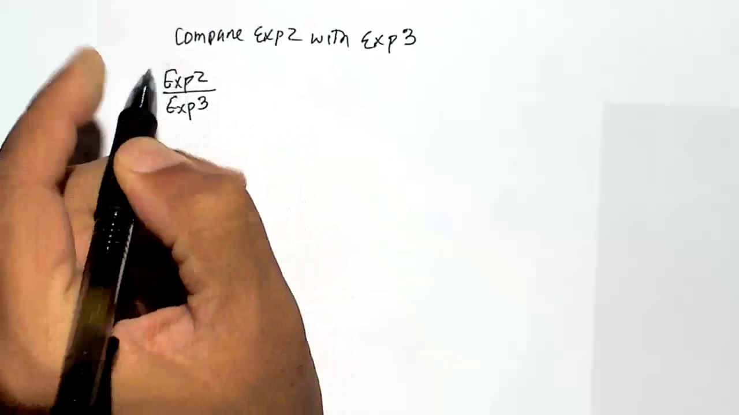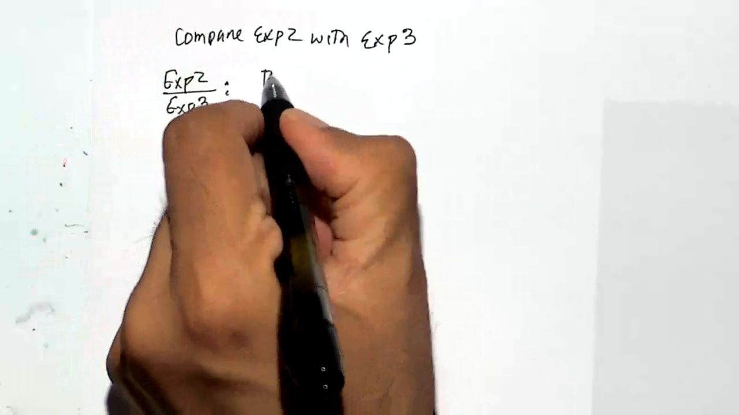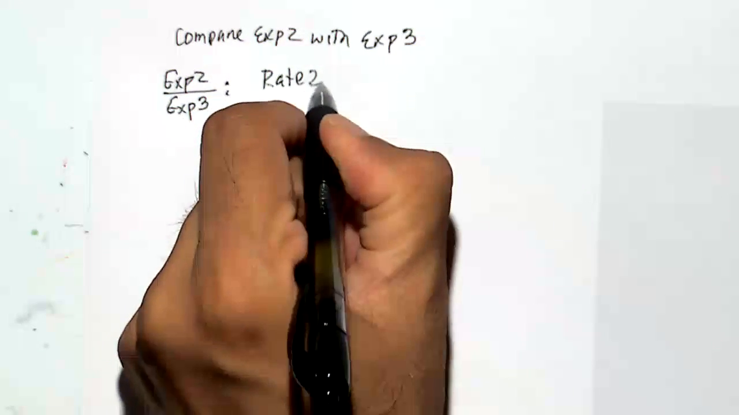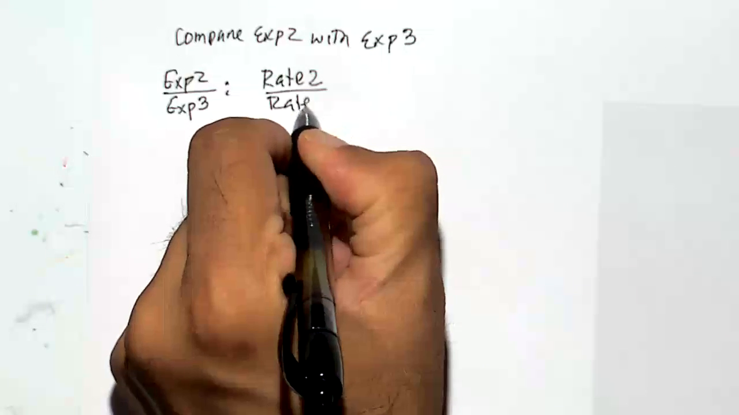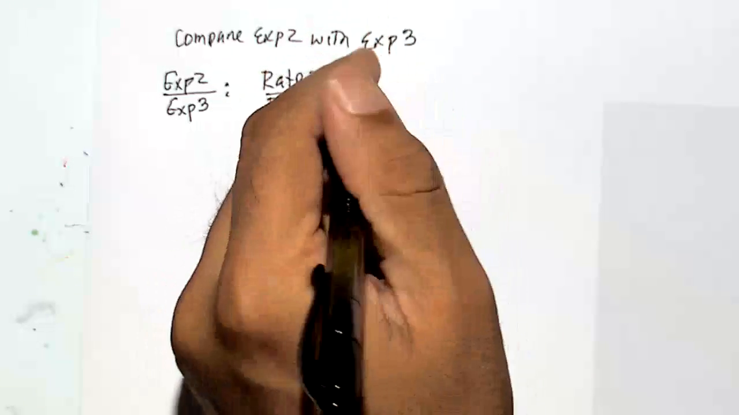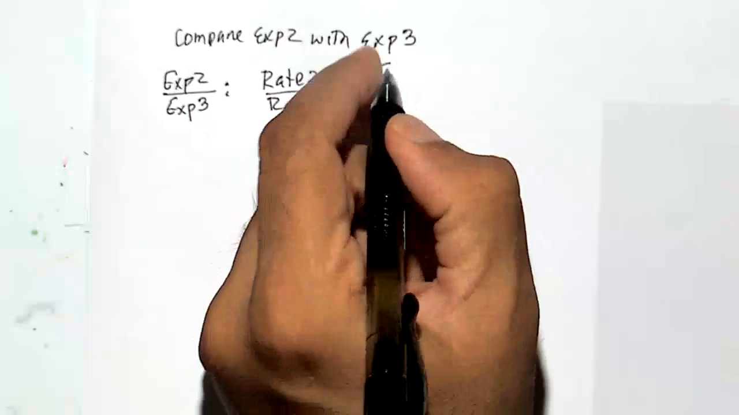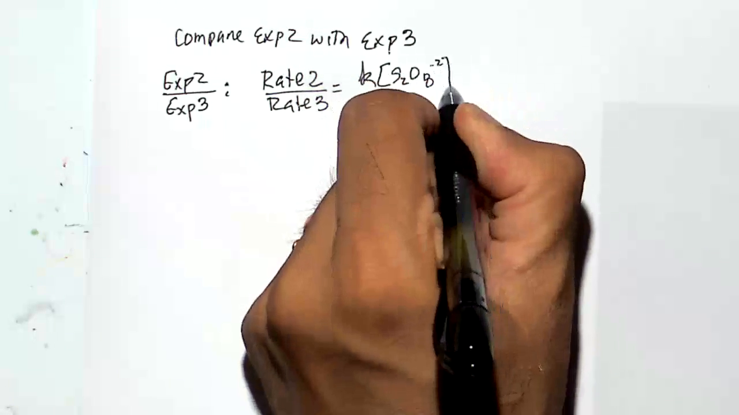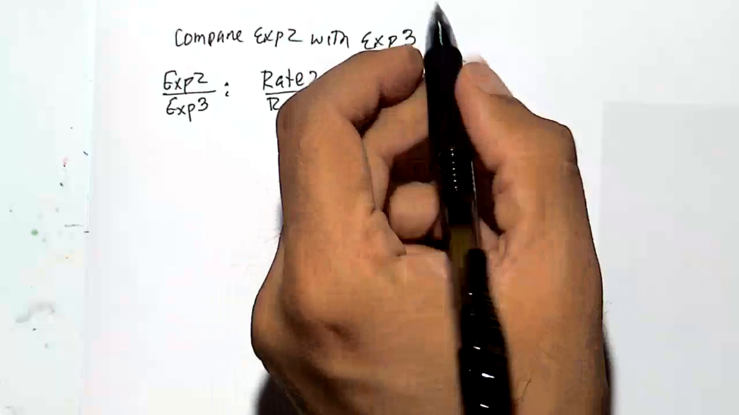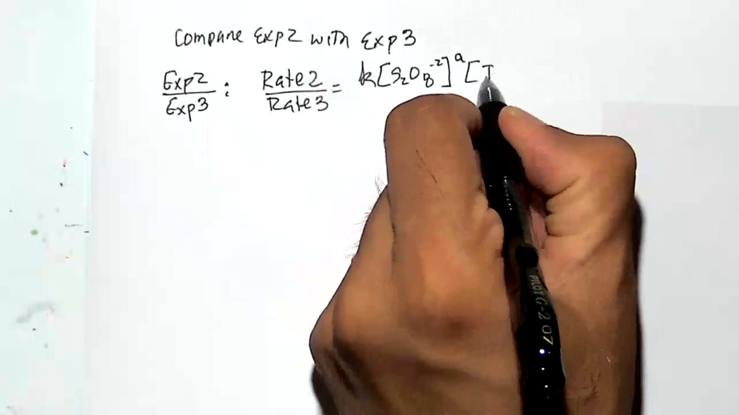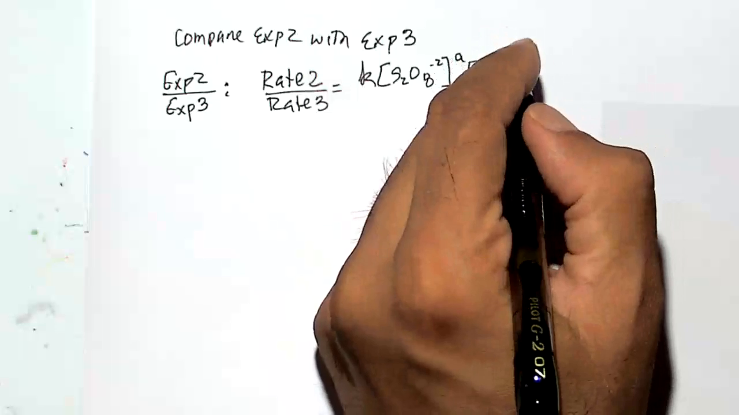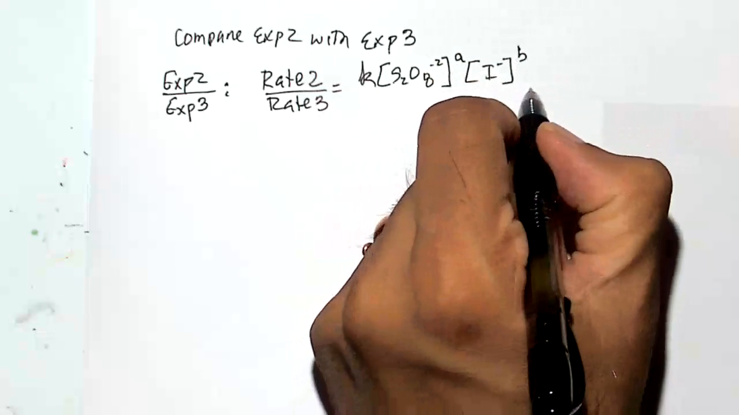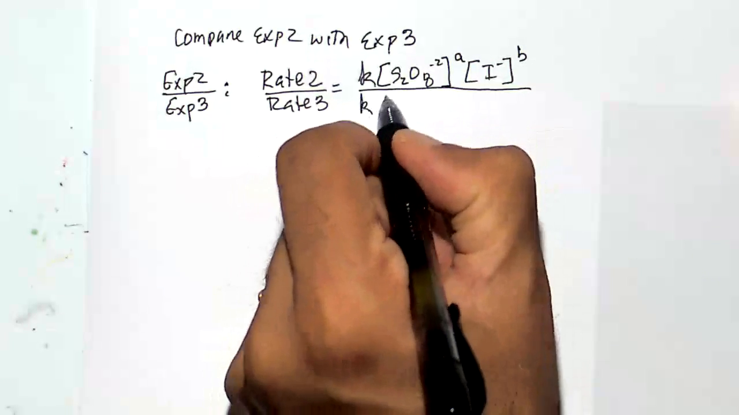Experiment 2 over experiment 3. Alright, so this will be rate 2 over rate 3, is equal to k times the reactant S2O8 minus 2 raised to its order of decay, times I minus raised to the power of b, which we solved for as 1. That's its order of decay.